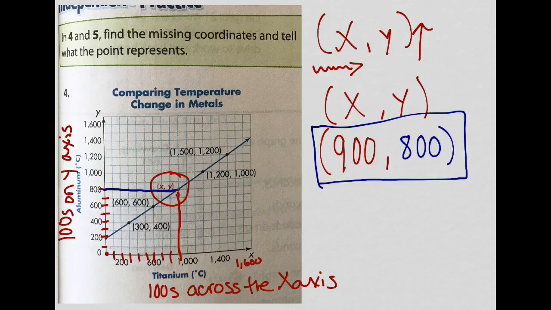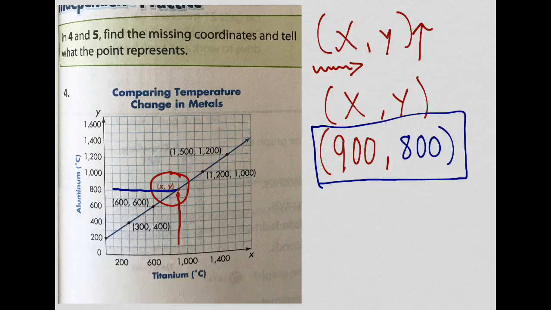Now we have to tell what the point represents. Okay, so we have to read what this graph is telling us. So across the bottom, we have titanium in degrees Celsius. And then we have aluminum in degrees Celsius. Those are types of metals. But we are looking for what that point is representing. So we're not just going to say types of metals because that's in the title right here. We need to make a comparison.